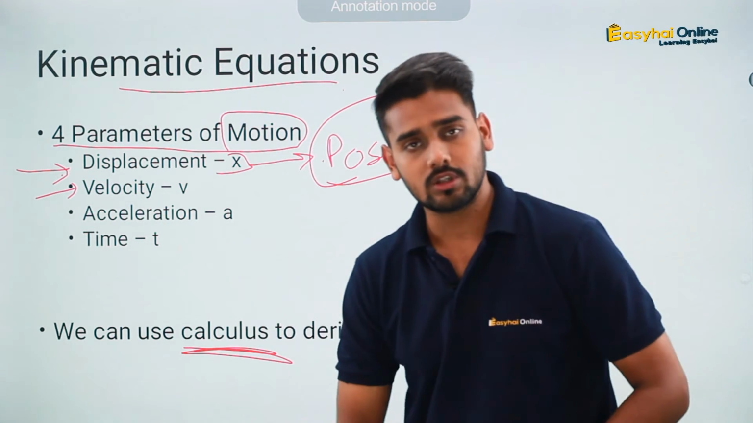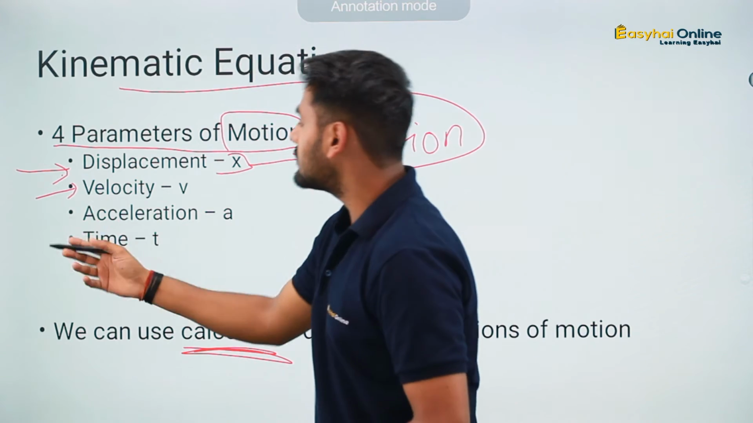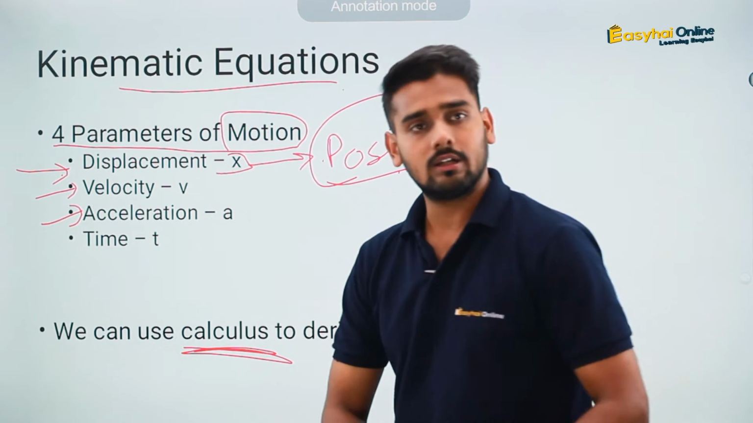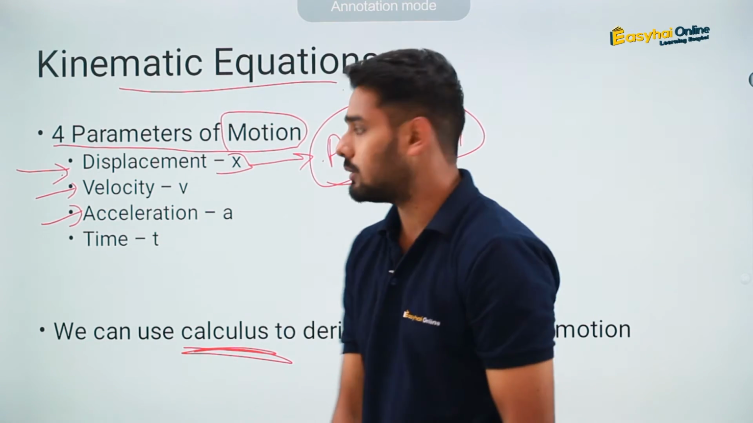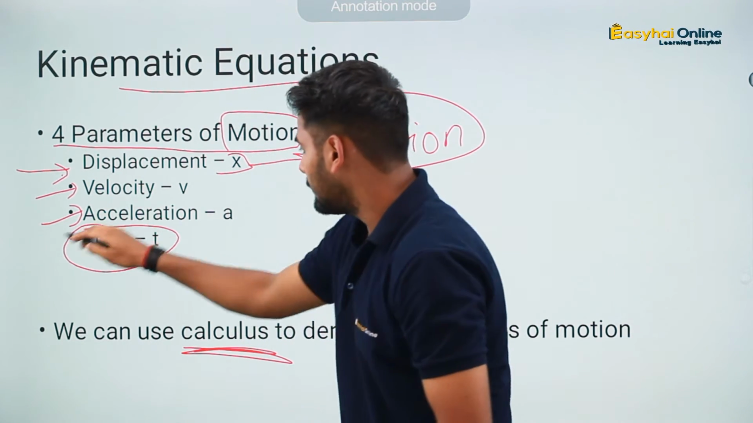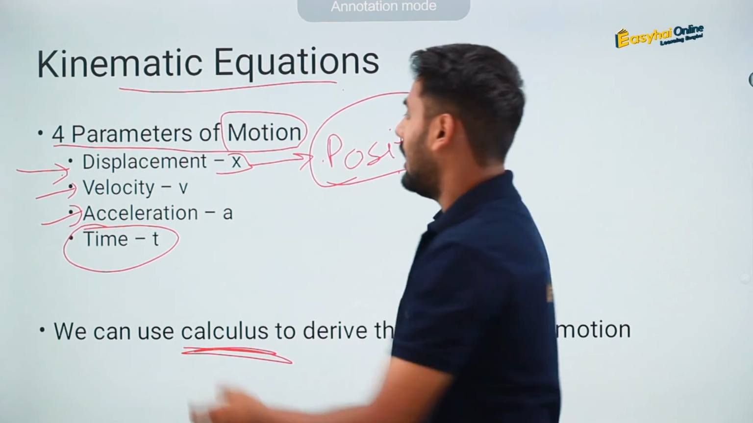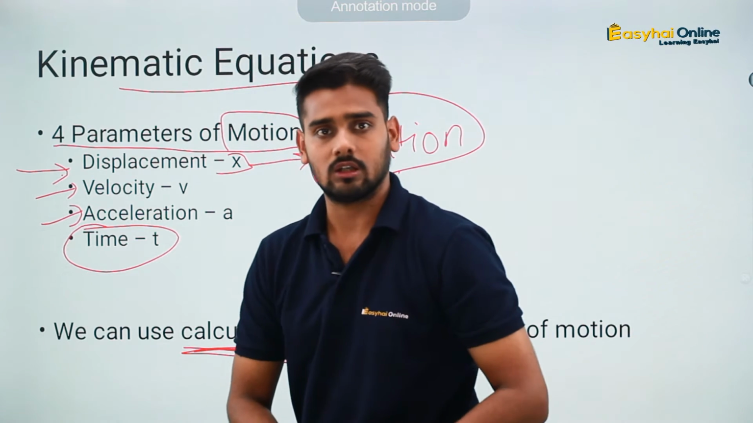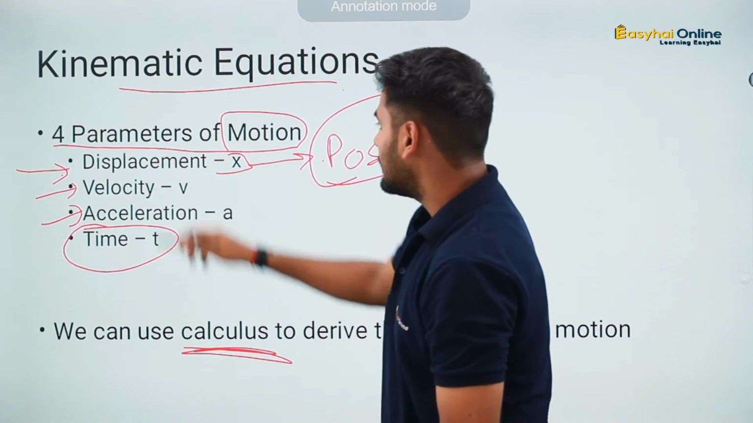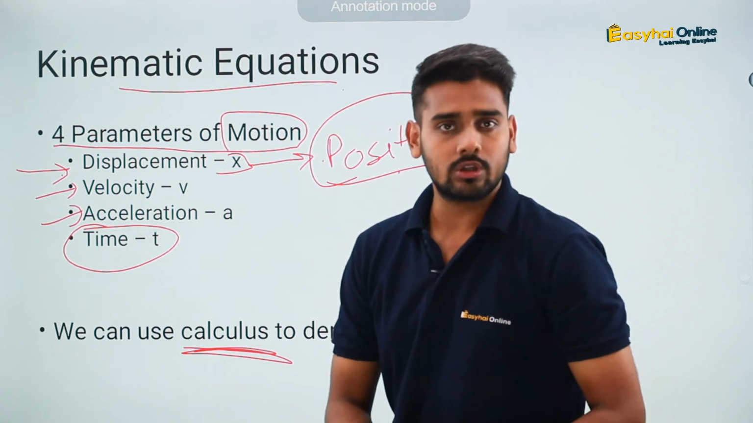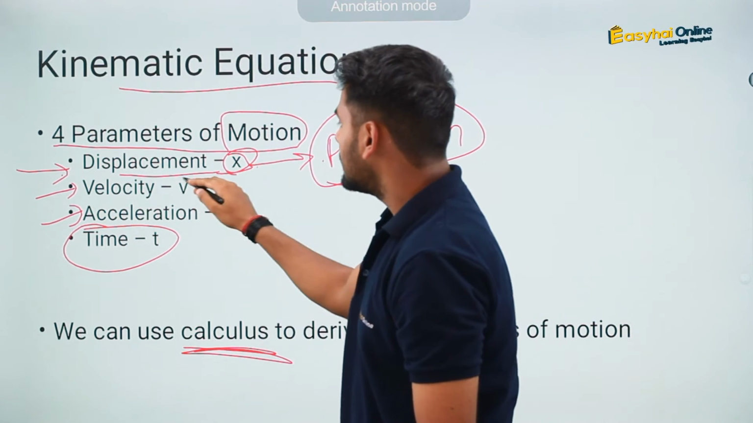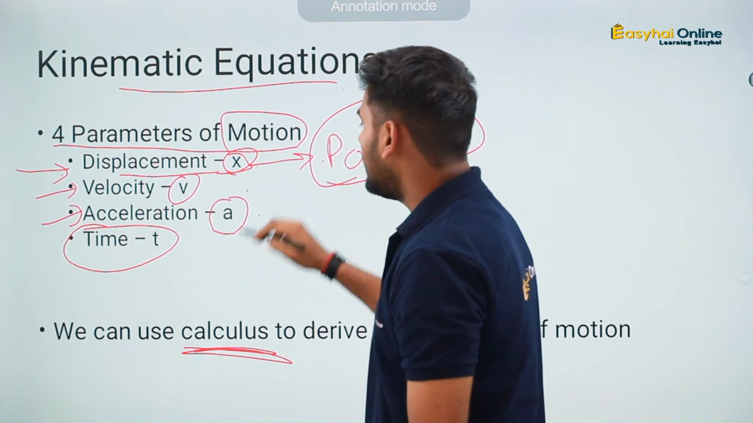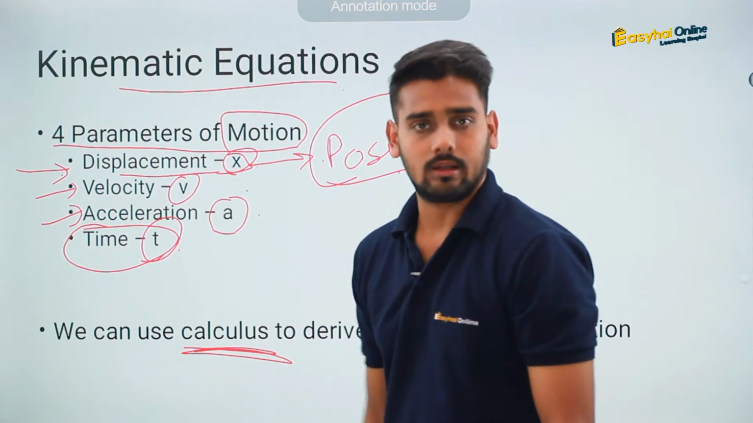The rate of change of position is your velocity, and then rate of change of velocity is your acceleration. And all of these things and changes in these things are being compared with time. That is, with respect to time, how these physical quantities are changing. So all in all, there are these 4 specific parameters of motion. Displacement or position is denoted by x, velocity by v, acceleration by a, time by t.